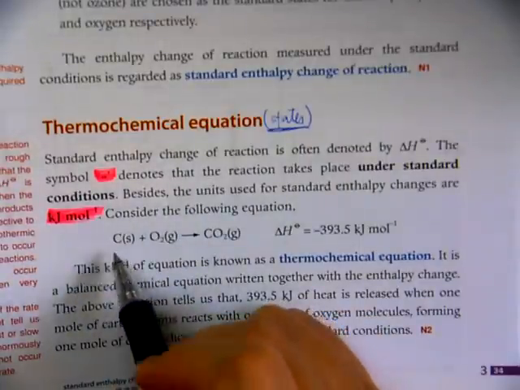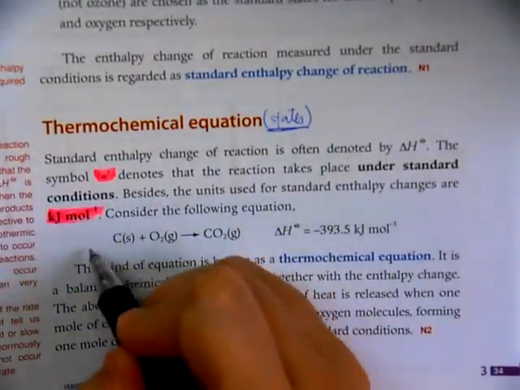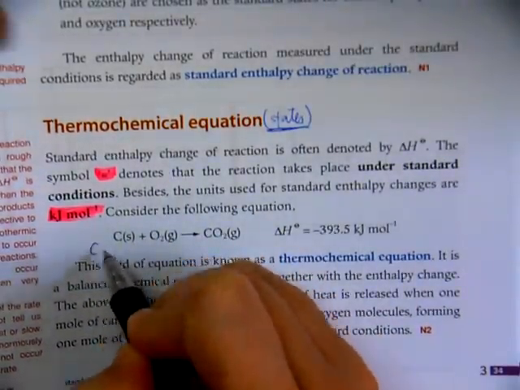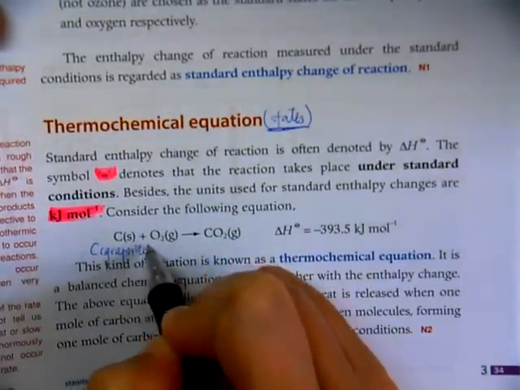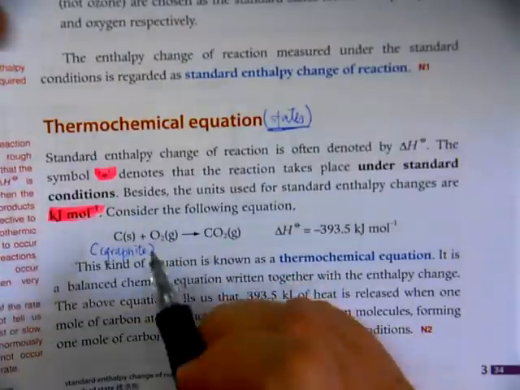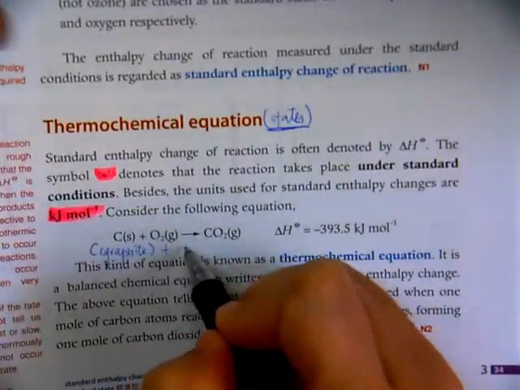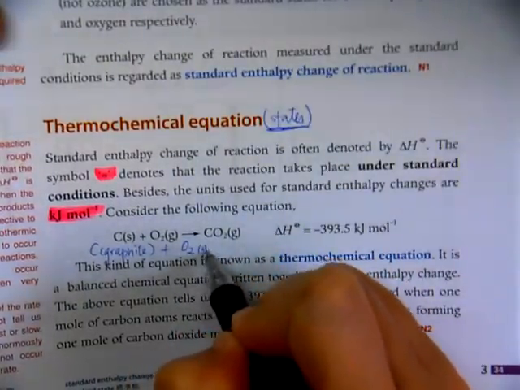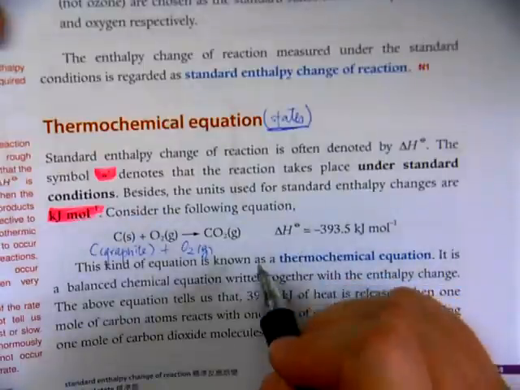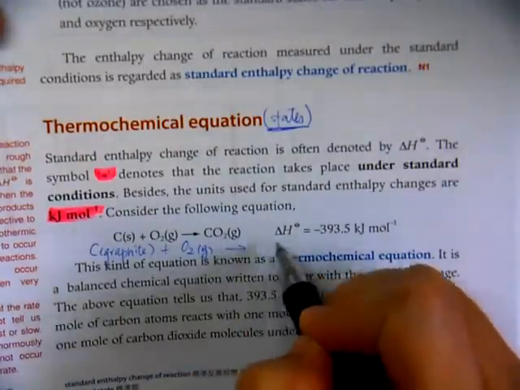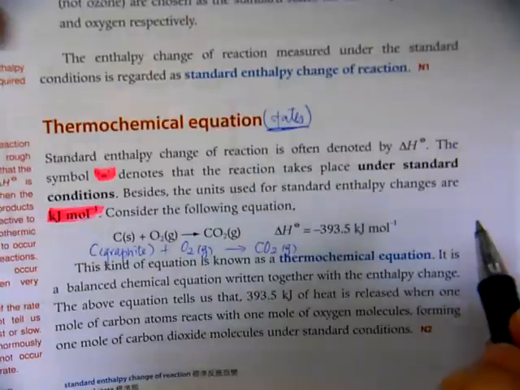For carbon, the stable form at standard states is graphite, so sometimes it is written in this way. Instead of writing solid, we will put graphite inside the bracket. Oxygen at room temperature, that means 25 degrees Celsius and 1 atm, is a gas. Carbon dioxide under standard condition is a gas.